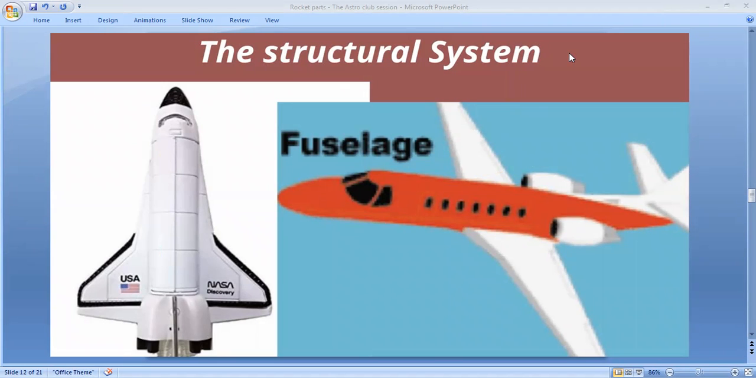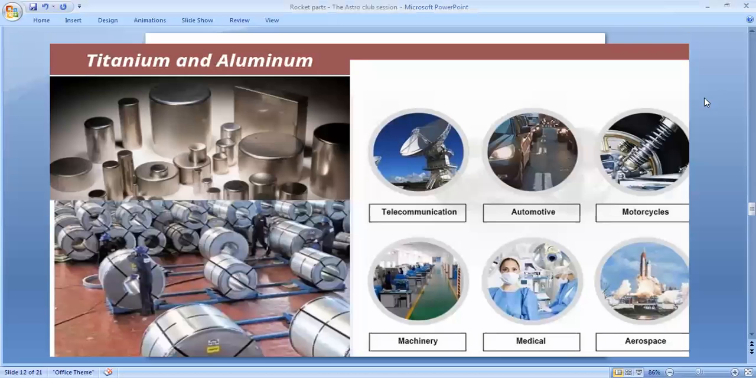The frame is made from very strong but lightweight materials like titanium or aluminium. So we can't make the frame with whatever material we like. We can make it only with strong material, but it should be lightweight, like titanium or aluminium. This titanium and aluminium have uses in various types of industries, like the telecommunication industry, automotive industry, motorcycle industry, in machinery, the medical field, and in aerospace. So in all of these different types of industries, titanium and aluminium are widely used.